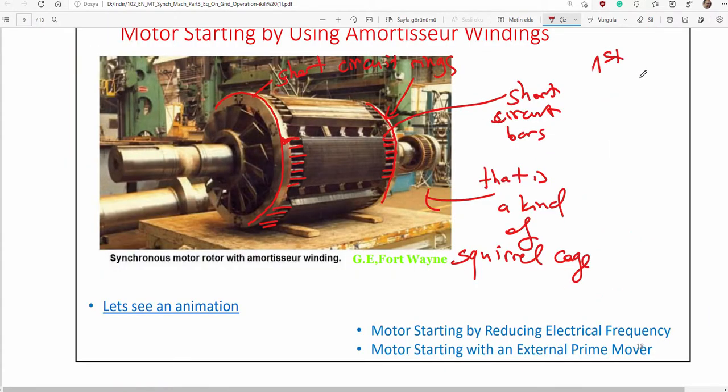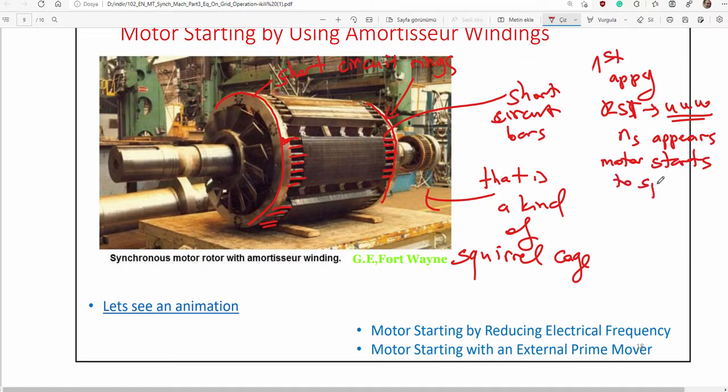First, apply RST, I mean three-phase, to UVW, to the stator, and then NS will appear, and then the motor starts to speed up asynchronously.